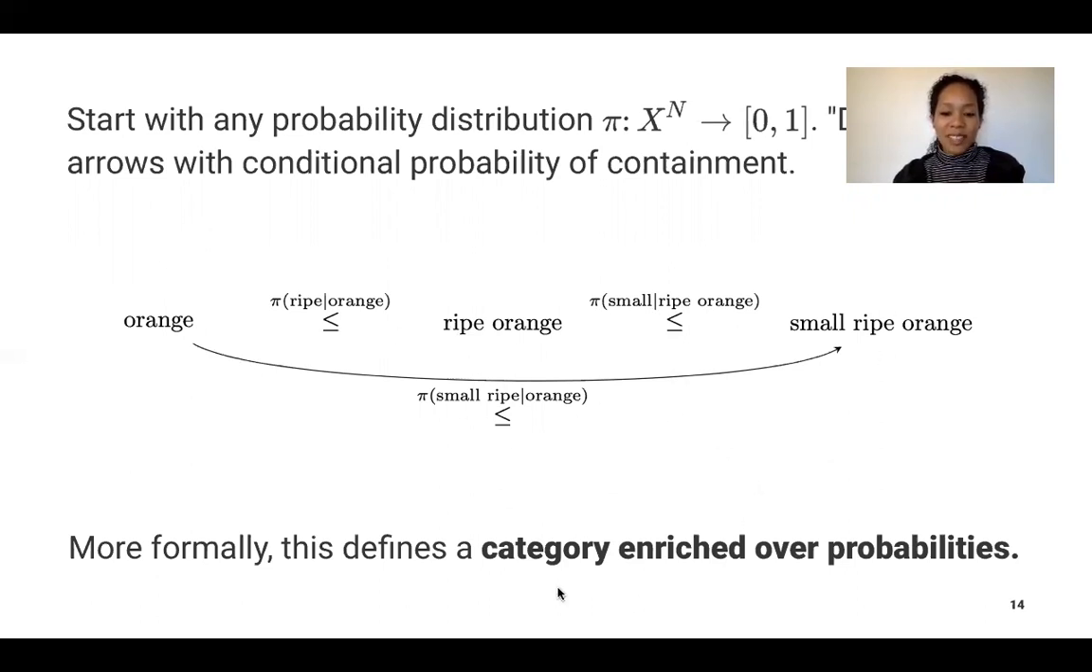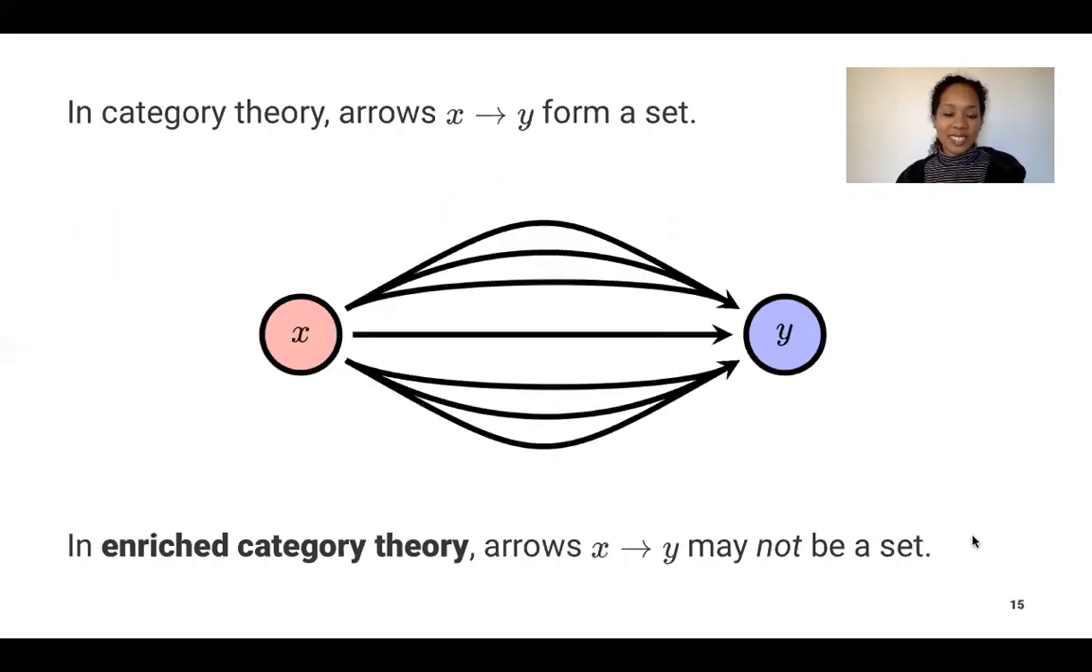It's pretty simple, but this idea of enriched category theory is a key idea, and so I think it would be helpful to just say a little bit about this word enrichment. So let me just take a brief detour and say, in ordinary category theory, we ask that the collection of arrows between objects form a set. But in enriched category theory, the collection of arrows may not be a set. So what does it mean to not be a set?